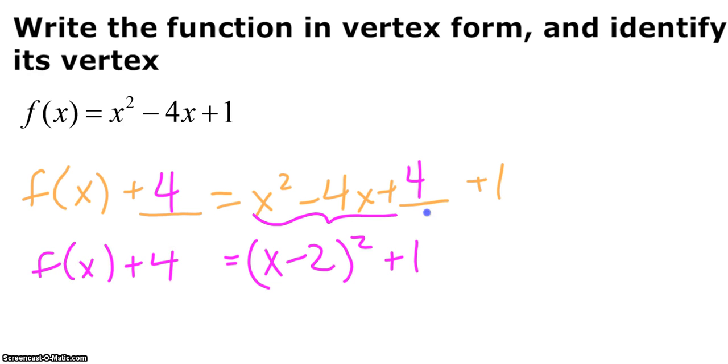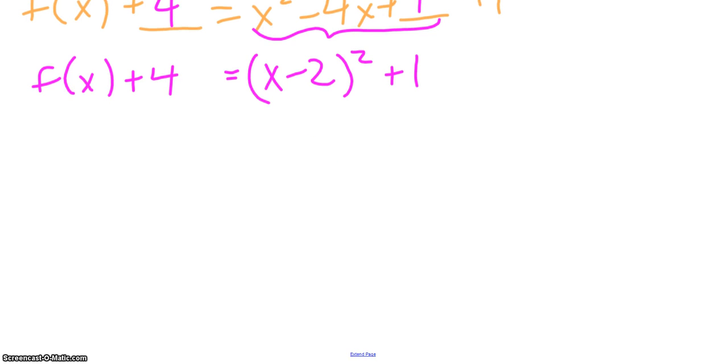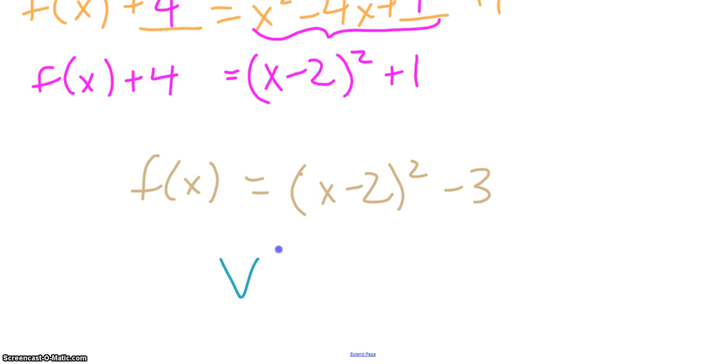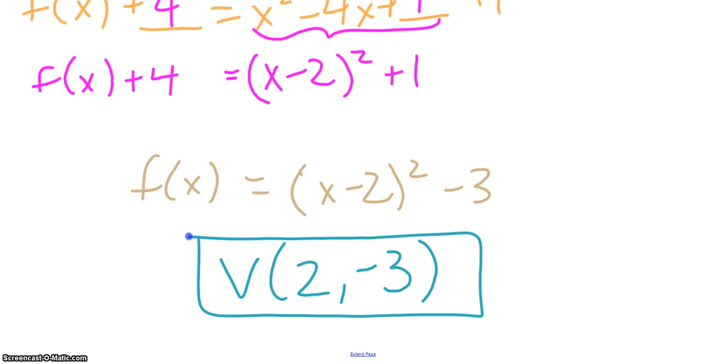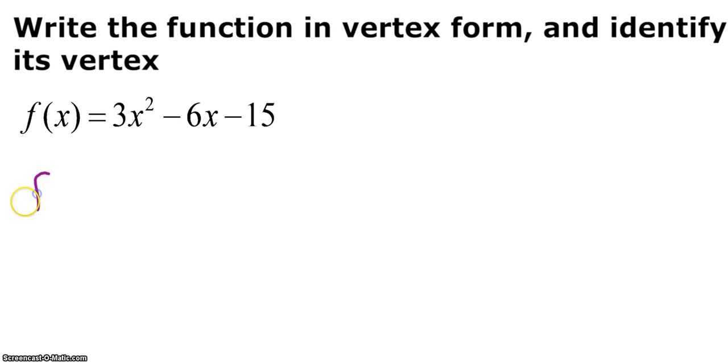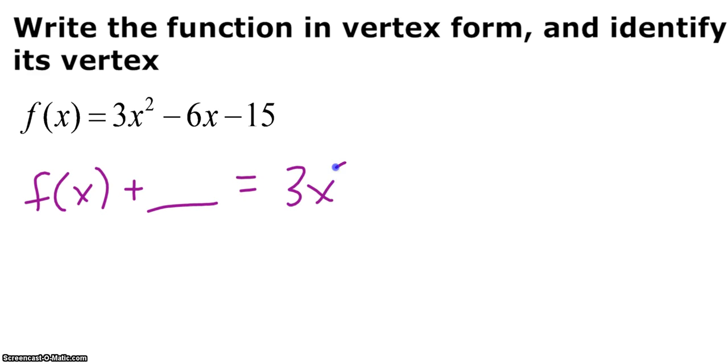So all I did was factor out this perfect square trinomial. So by subtracting 4, because I want to get the f of x by itself, x minus 2 squared minus 3. So the vertex that we're looking at here is positive 2, negative 3. All right, so again, f of x plus blank equals 3x squared minus 6x plus blank minus 15.